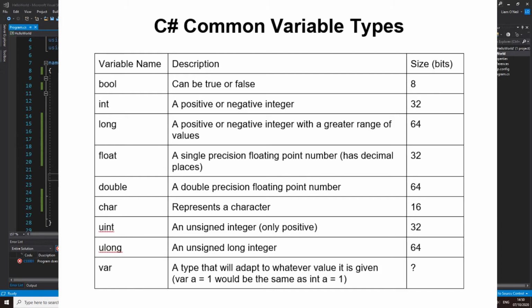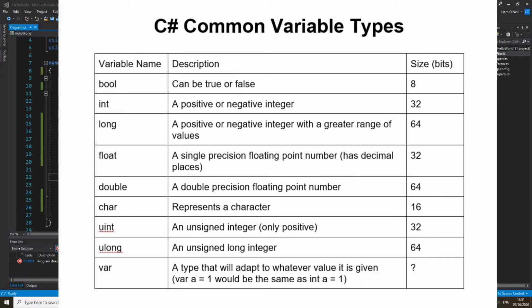So it basically adapts to whatever value is given. As you can see, I give an example there. var a = 1 would be the same as int a = 1, because it would see that 1 is an integer, and when it sees that, it will say, okay, a must be an integer then, and it'll just mean that a is an integer. So the compiler figures out what it should be.